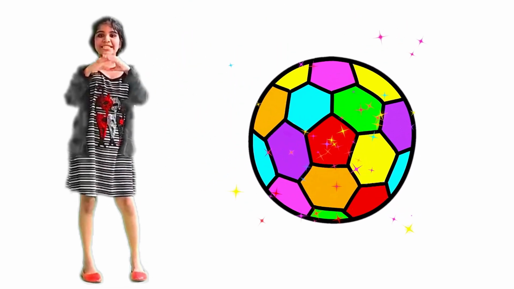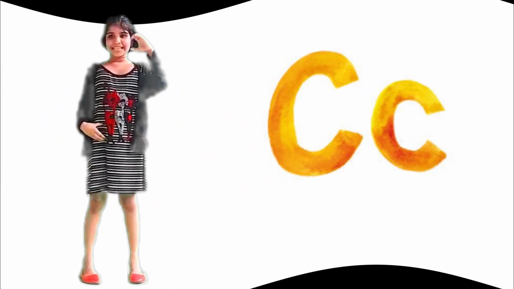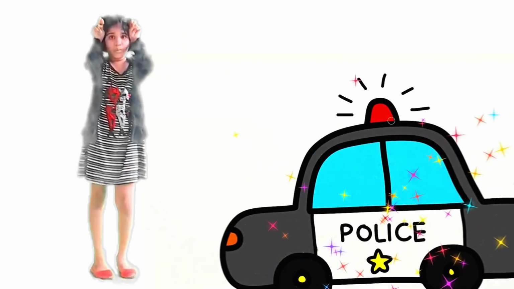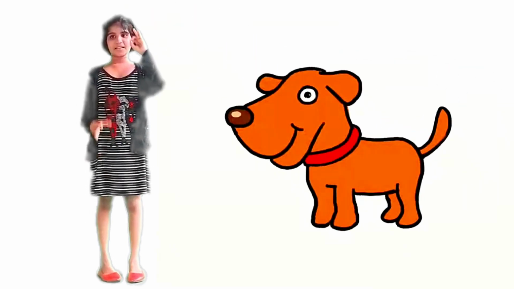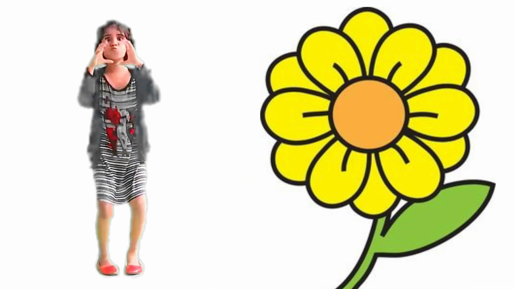C, C, this is the letter C. C, C, cat. C, C, car. D, D, this is the letter D. D, D, dog. D, D, daisy.